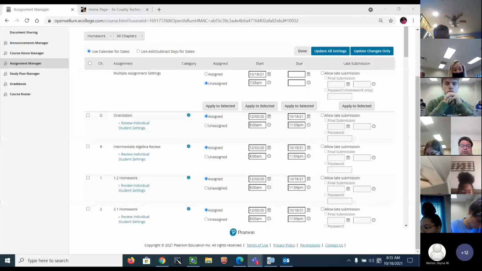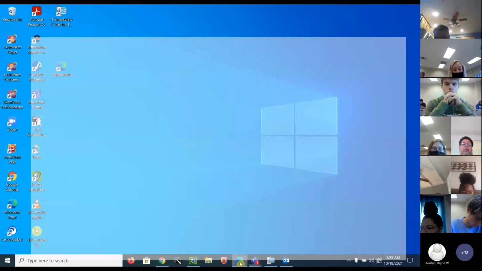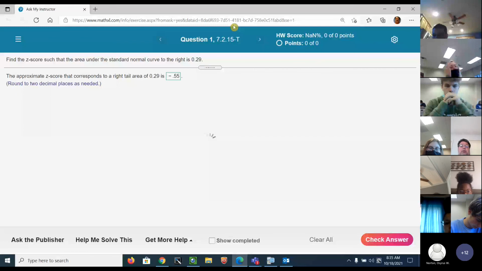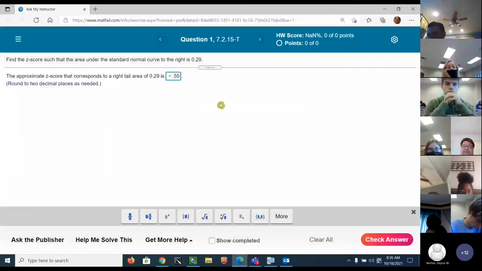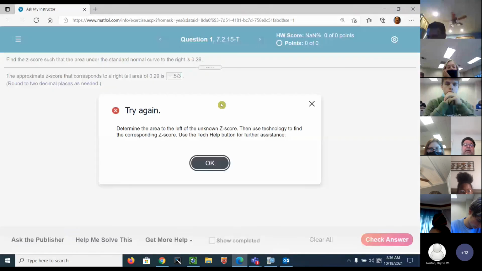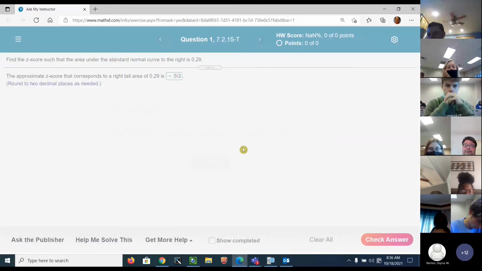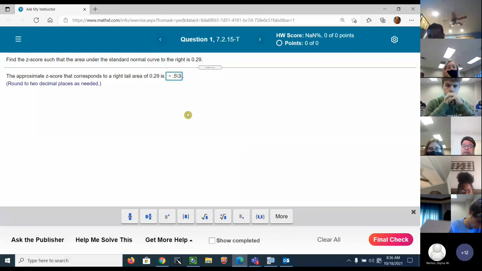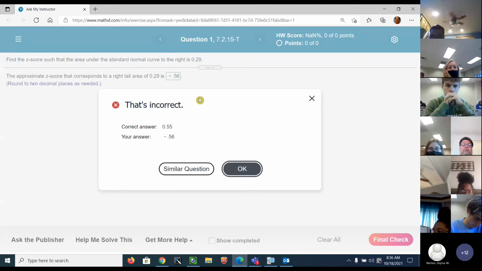Hold on, let me get rid of all this junk. There. Negative 0.55. Okay, negative 0.56. What does it say? Rounded to 2 decimal places? 56. Well, I can't type. Probably why it's wrong. I got 0.55. Okay, did I not type it in? They say 0.55. That's wrong.